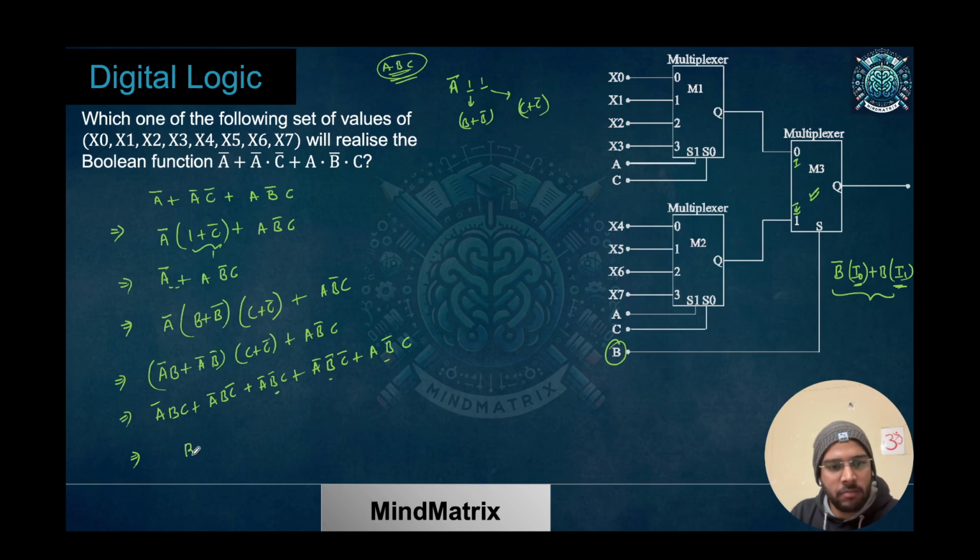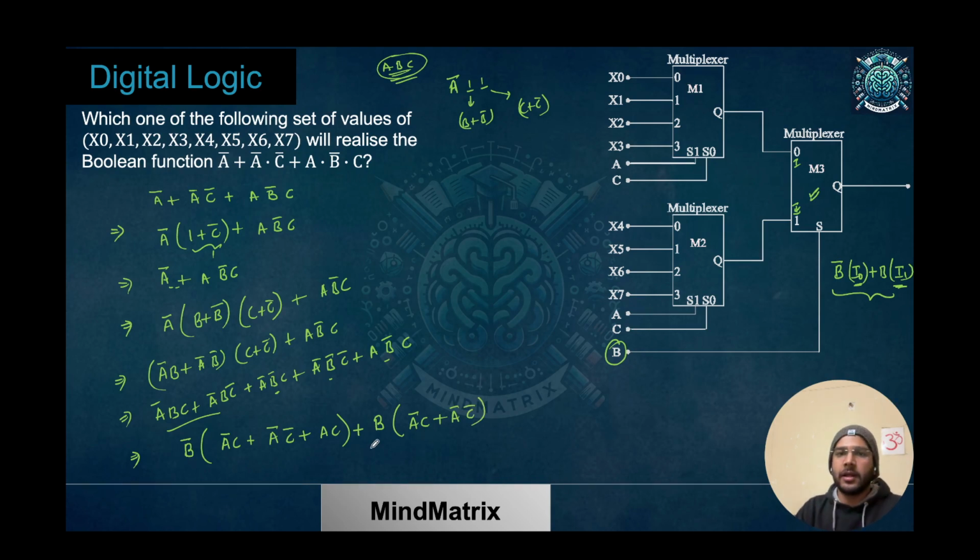So can I write B complement? If I take common B complement, I can write A complement C, or from this one I can write A complement C complement, or from this one I can write AC. And what about the B term? From these two I can take B common. So I will be getting A complement C or A complement C complement. This is what we are getting.